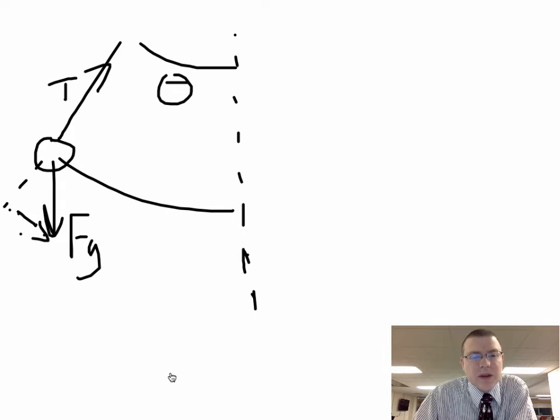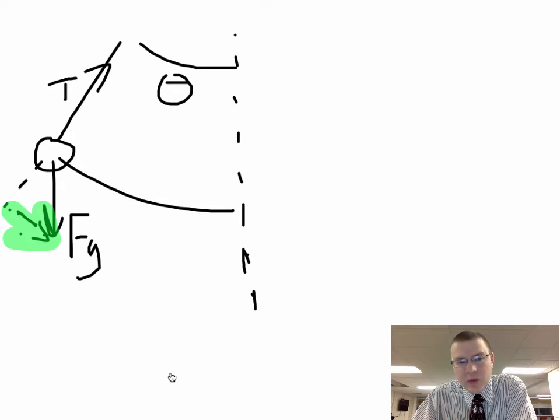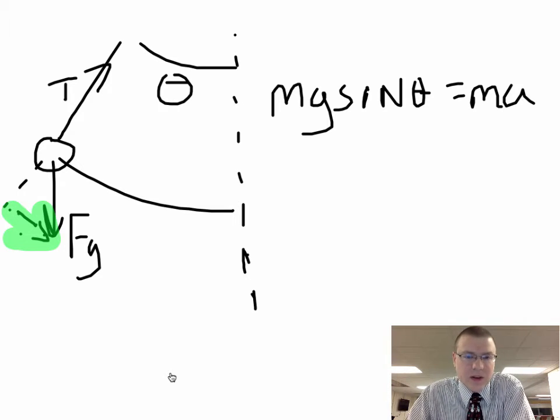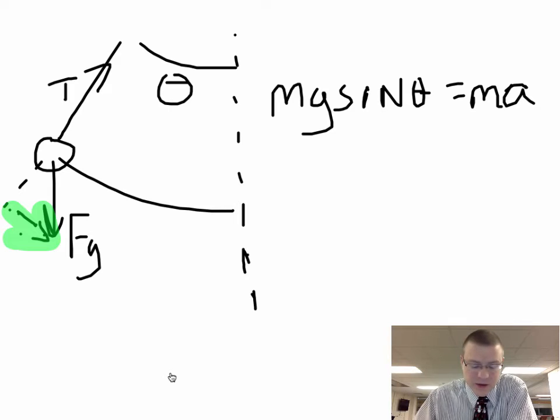So in looking at this, we've got tension and gravity again, and the force that's going to cause us to come back to equilibrium is this component of gravity. Or if you wanted to break it up with the tension, you could figure out which part of the tension is actually pulling the object forward. So really we could say that mg sin θ makes our mass accelerate.